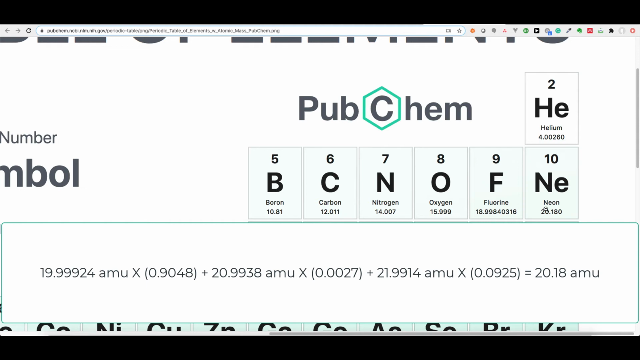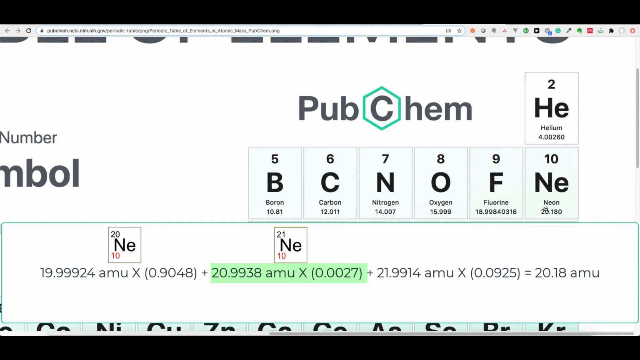Now the mass of neon 20 is 19.9924 atomic mass units, and its relative abundance is 90.48%. So if I represent that percentage as a fraction, i.e. 0.9048, I can write it like this, and then add the rest of my isotopes. Neon 21, for example, is a little heavier. It weighs 20.9938 atomic mass units, and its abundance is only 0.27%. In other words, not very abundant at all.